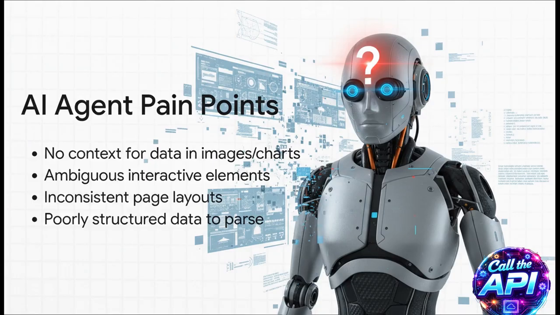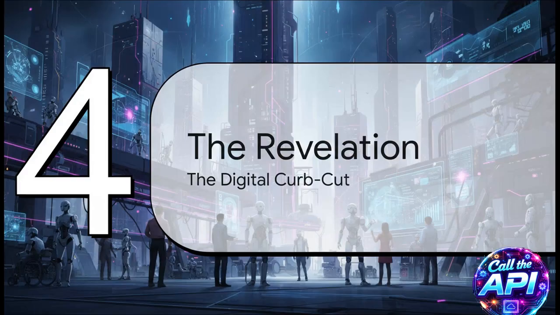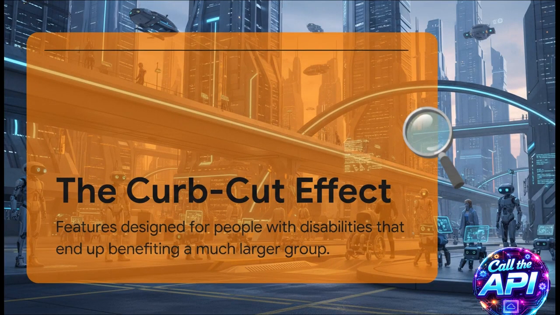AI agents get tripped up by the exact same things. A chart without context is just a bunch of random pixels. Vague links like "click here" are useless. Inconsistent layouts are confusing. It's the same problems, just for a different kind of user. This deep similarity, well, it is not a coincidence. It's actually a really powerful principle in action, and it reveals how solving a problem for one specific group can end up having these massive, unexpected benefits for everyone. It's called the curb cut effect, and you've seen it a million times in the real world.